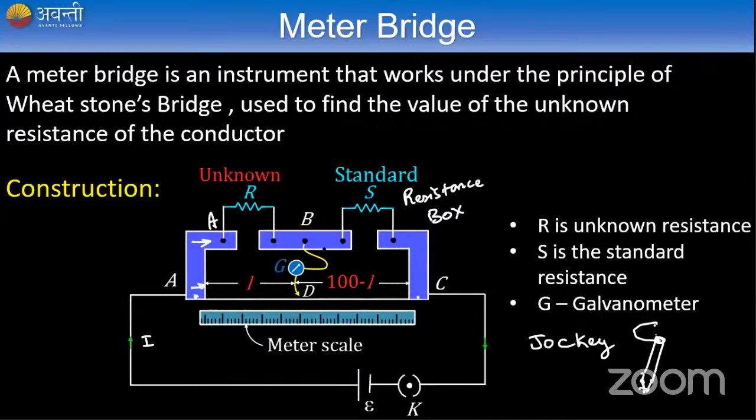Now what is happening? One end of this galvanometer is connected to the jockey, and I'll start sliding this jockey from one end of the meter scale. Say I have a meter scale marked from 0 to 100 centimeters. I'll start from the left, from 0 to a certain value, and slide this jockey over this wire.